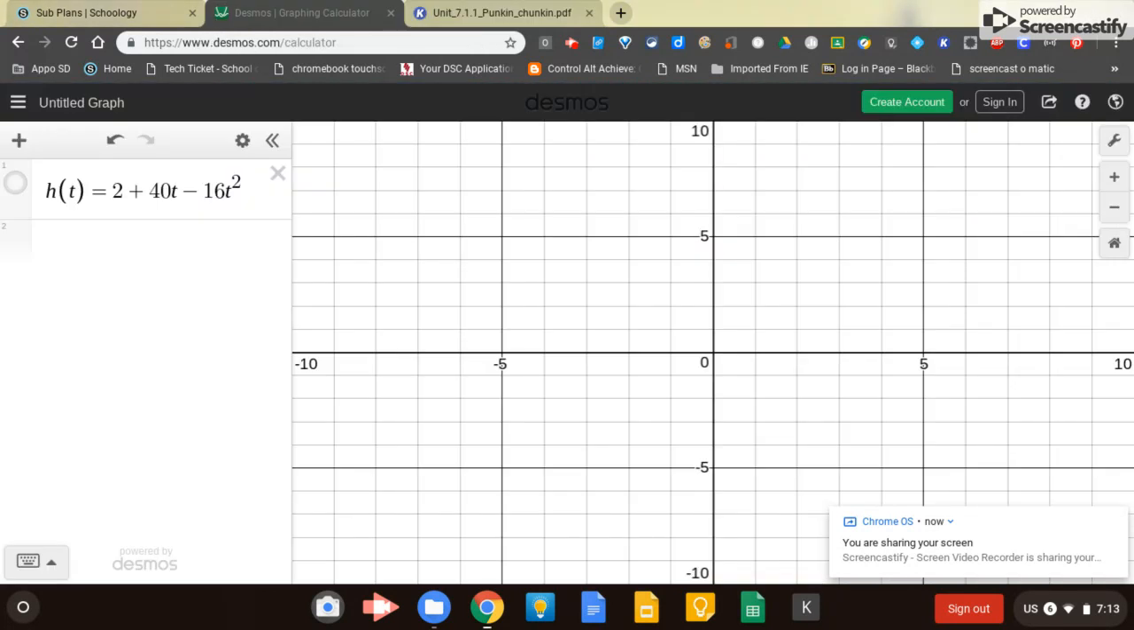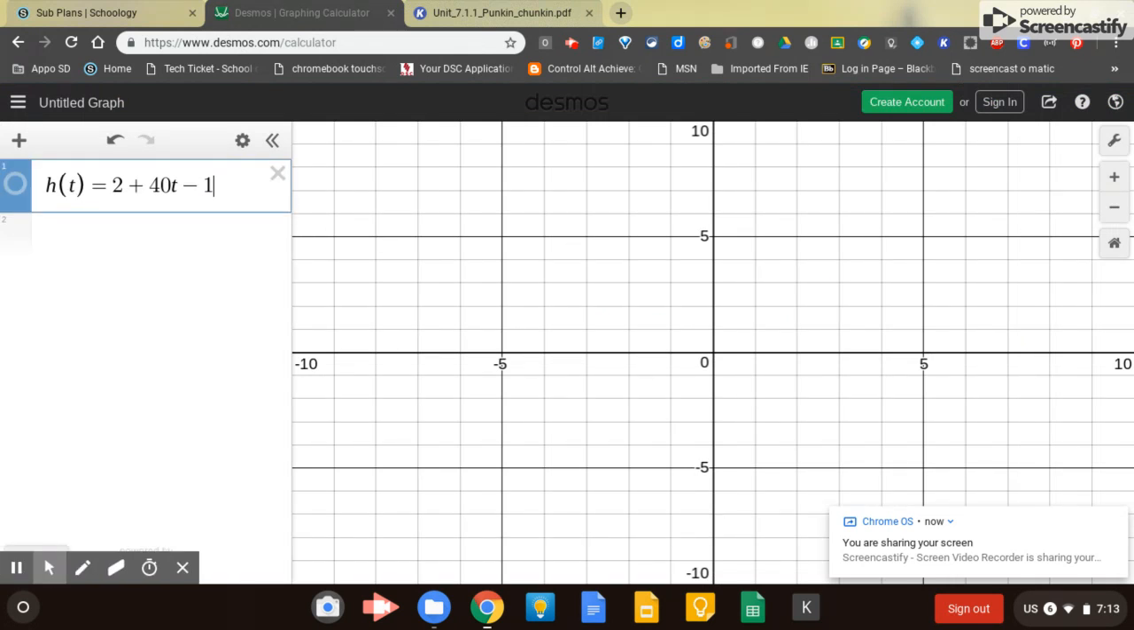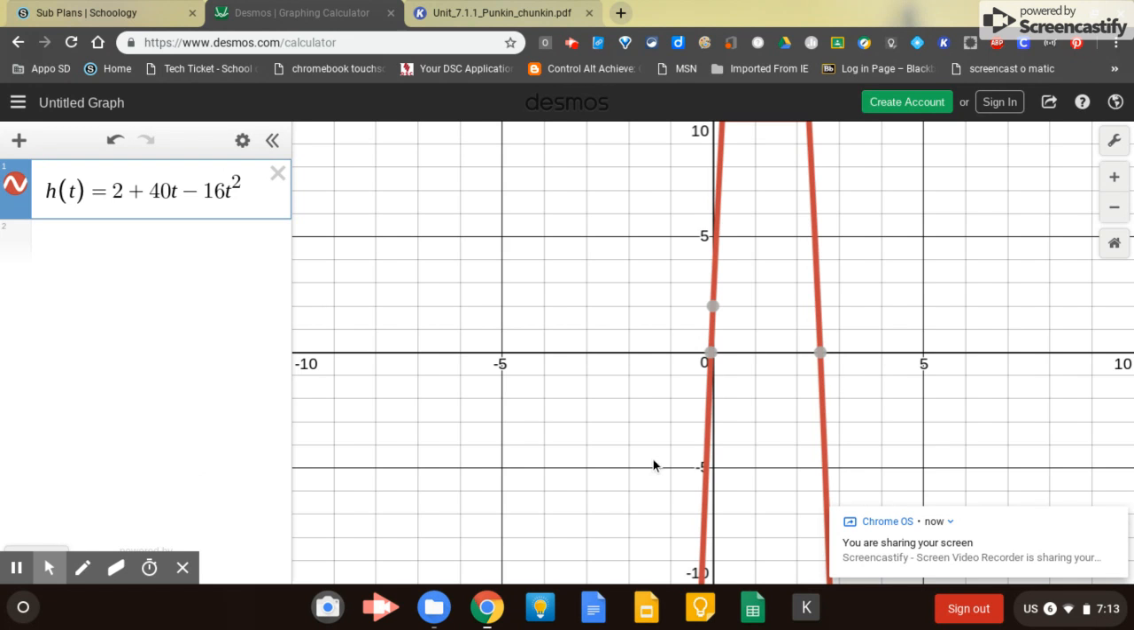So over here in Desmos, I want to show you, I'm going to come in here and delete part of this. So you do h of t equals 2 plus 40t minus 16t. Now, how do you get the squared? Do shift 6 and look how it got up there to that exponent, and hit your squared. And then that circle comes at the end again. If I click on that circle to graph it, that's what I see.